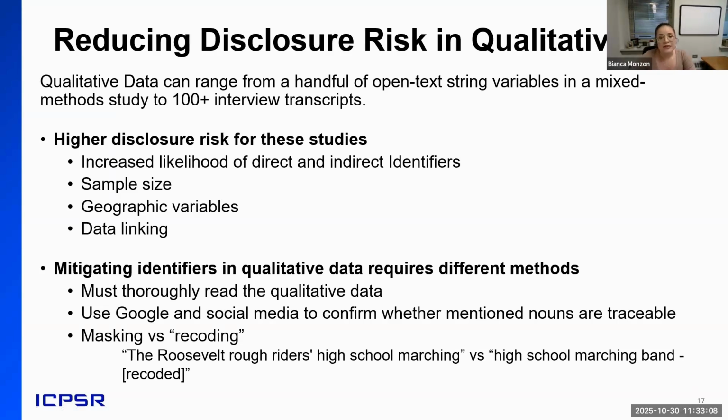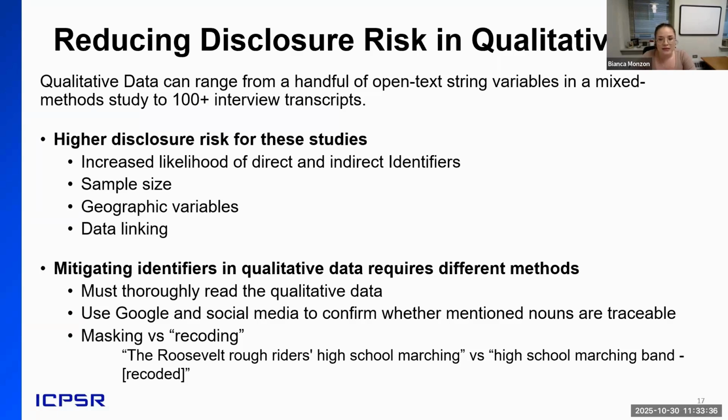Qualitative data requires significant time and effort to collect, so for this reason, the sample sizes for these studies tend to be smaller, and therefore they tend to pose more risk. Since the data is descriptive, respondents often lend identifiers in their responses. Mixed method studies also pose unique linking challenges, as the combined use of quantitative and qualitative data can sometimes increase the risk of indirect identifiers.